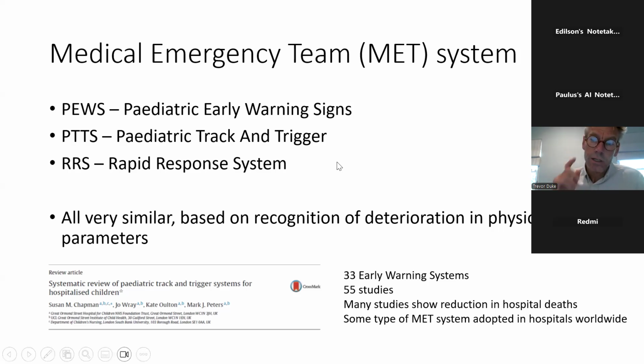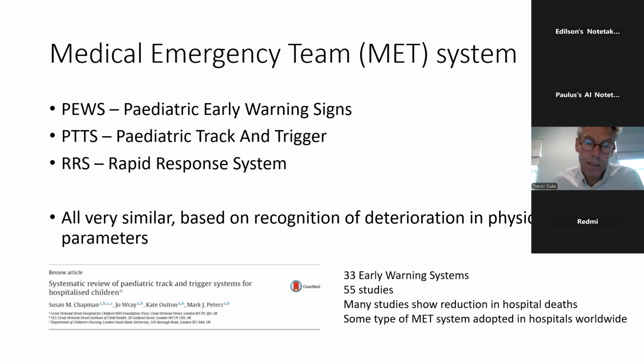There are lots of different names for the MET type systems. There's one called PEWS, which is the Pediatric Early Warning Signs. There's one called PTTS, the Pediatric Track and Trigger. They're all saying the same thing. You monitor the vital signs, you record them, you track whether or not a child's going into the danger zone, and you have some response. Rapid response systems are more or less the same. They're based on the recognition of deterioration in physiological parameters.